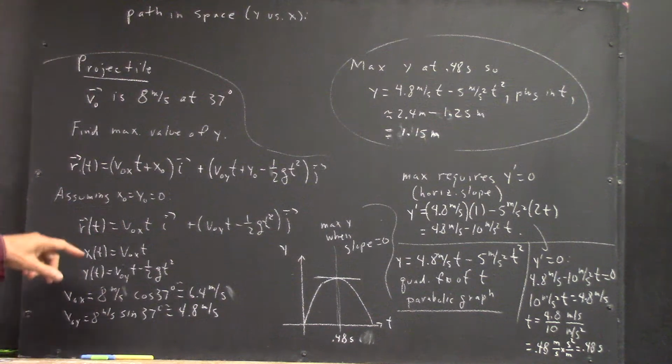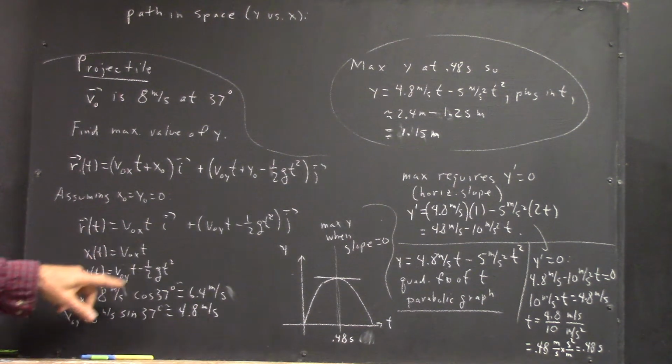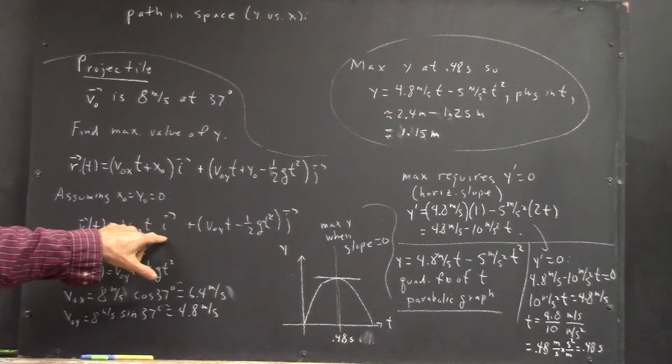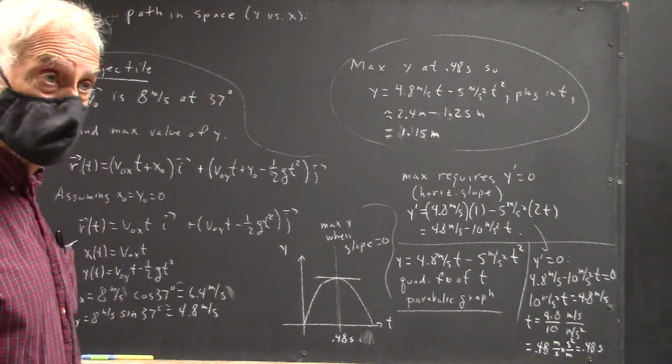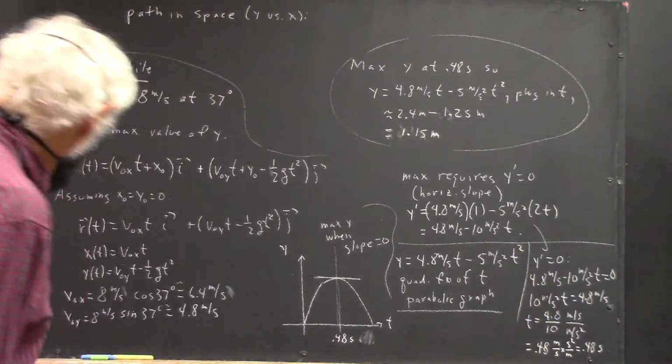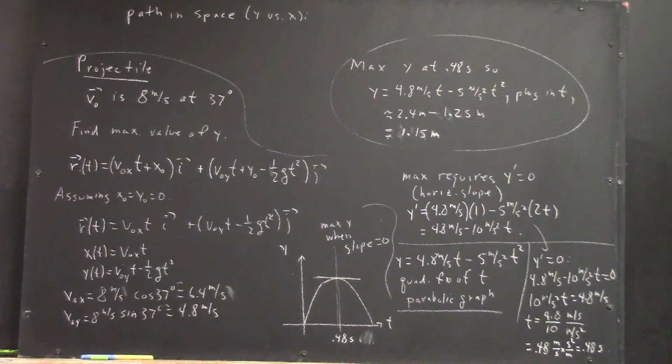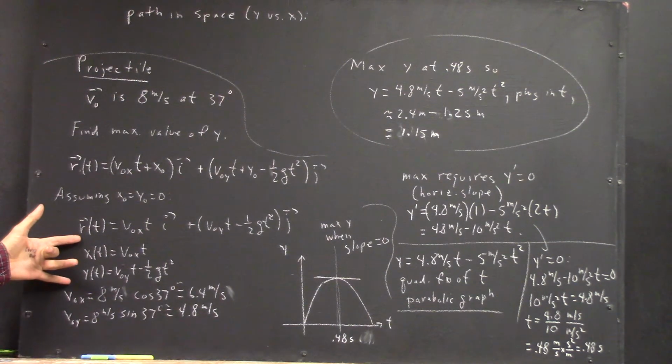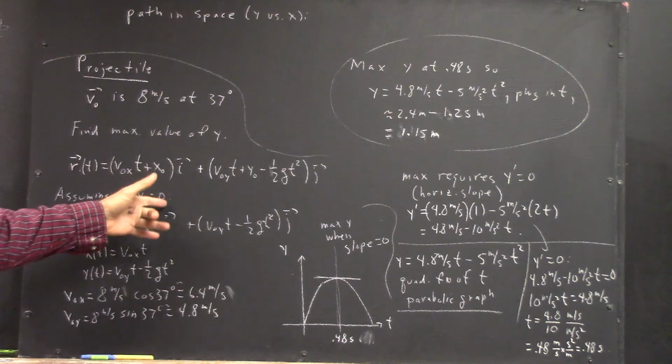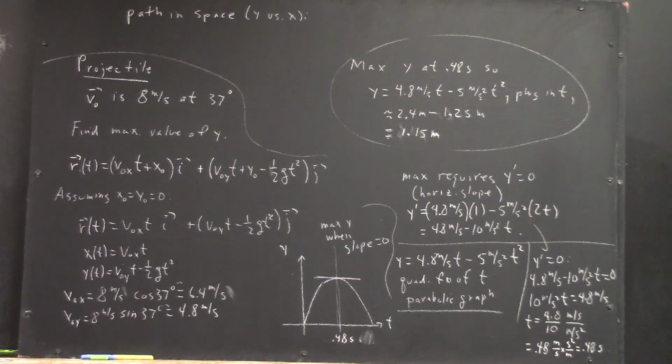Alternatively, you can just say that x is this and y is this, because x is what you multiply by i, and y is what you multiply by j. So there are your equations for x and y motion, with the assumption x naught equals y naught equals 0. Well, we get the components of the initial velocity. It's at 37 degrees at 8 meters per second.